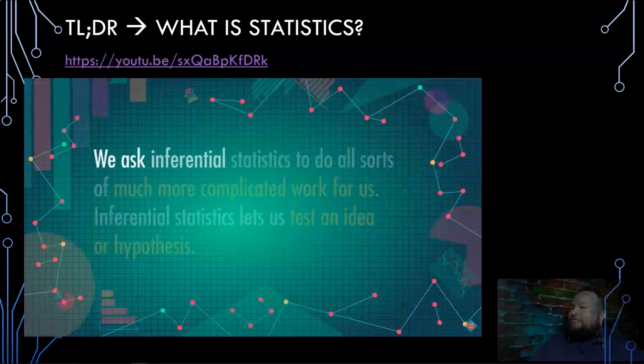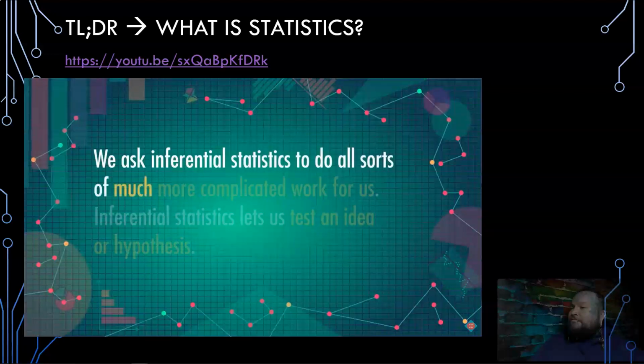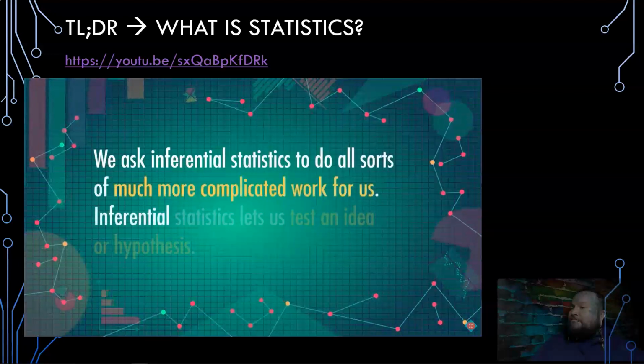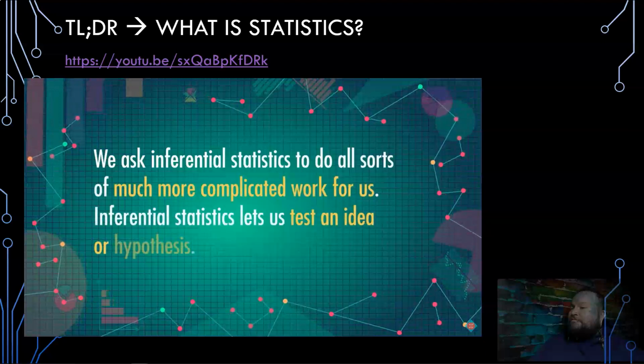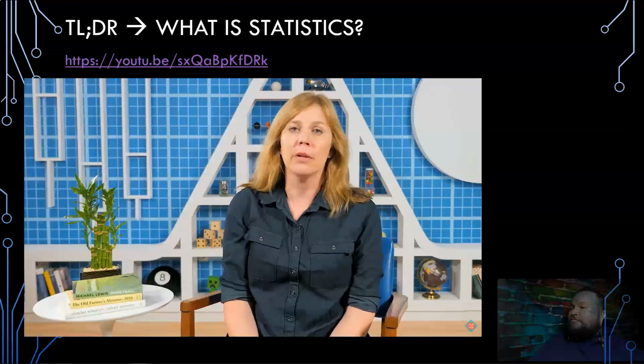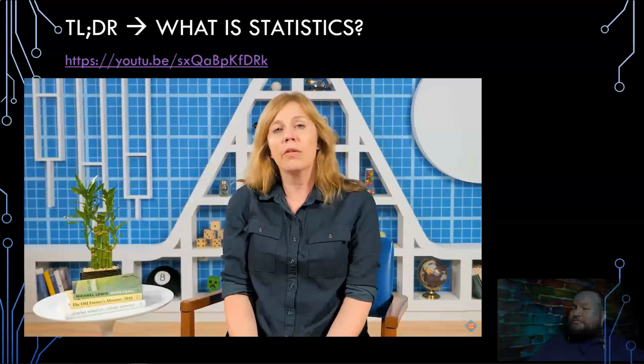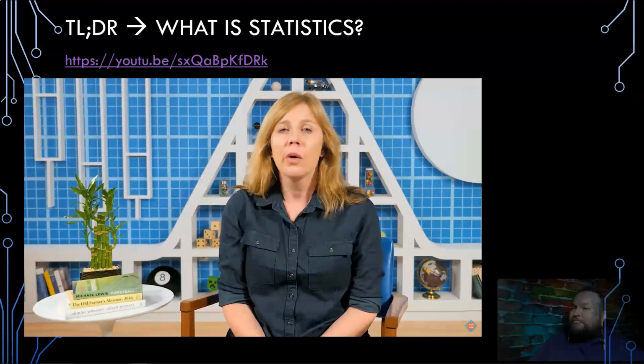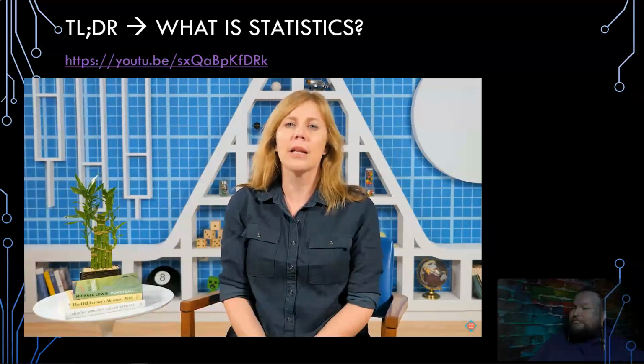We ask inferential statistics to do all sorts of much more complicated work for us. Inferential statistics lets us test an idea or hypothesis, like answering whether people in the US under the age of 30 eat more fast food than people over 30. We don't survey every person to answer that question.